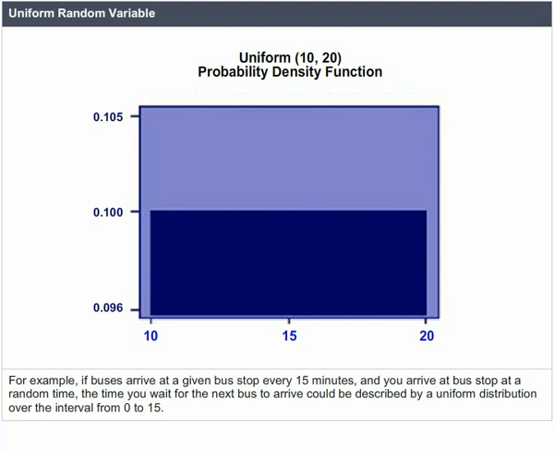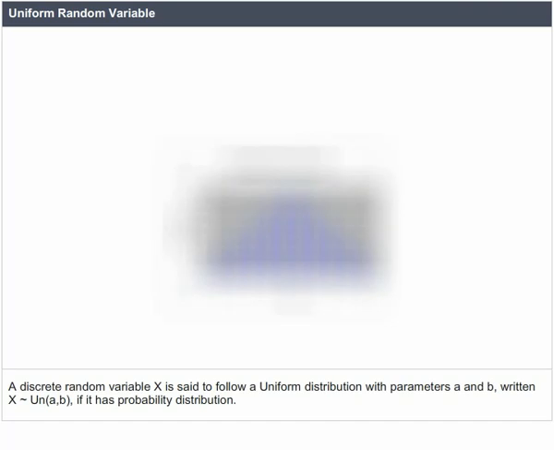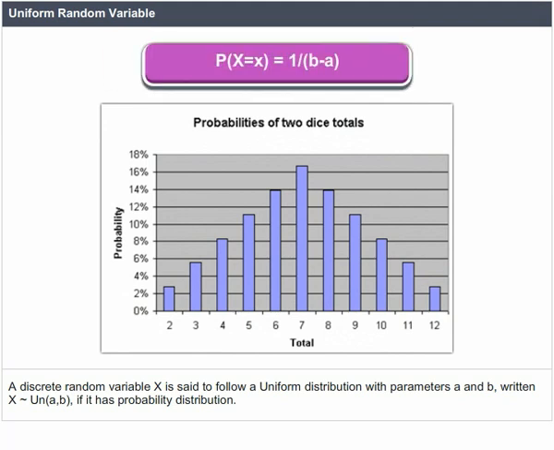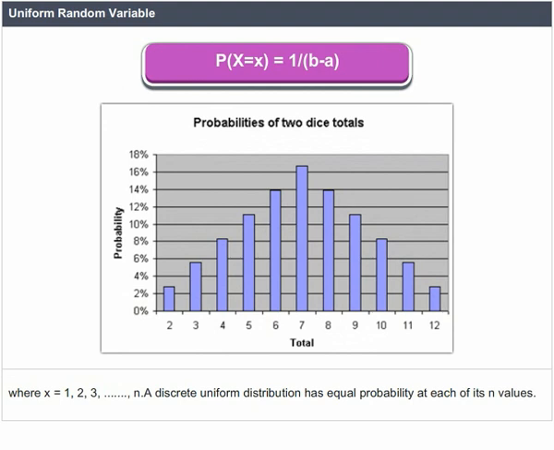A discrete random variable x is said to follow a uniform distribution with parameters a and b, written x follows uniform distribution (a, b), if it has probability distribution p of x equal to 1 divided by b minus a, where x equals 1, 2, 3, etc. till n. A discrete uniform distribution has equal probability at each of its n values.